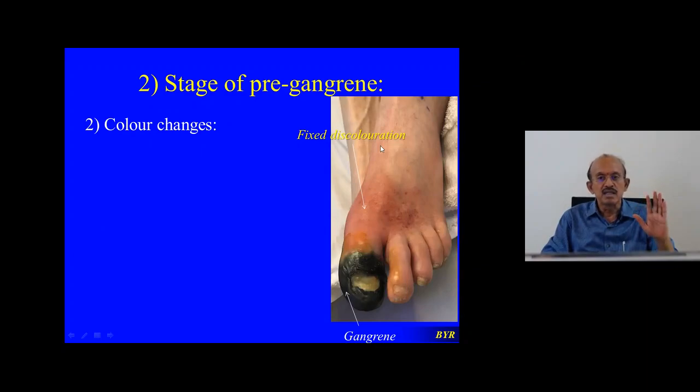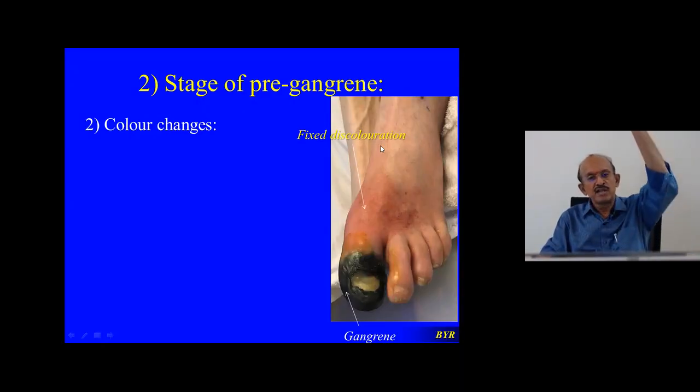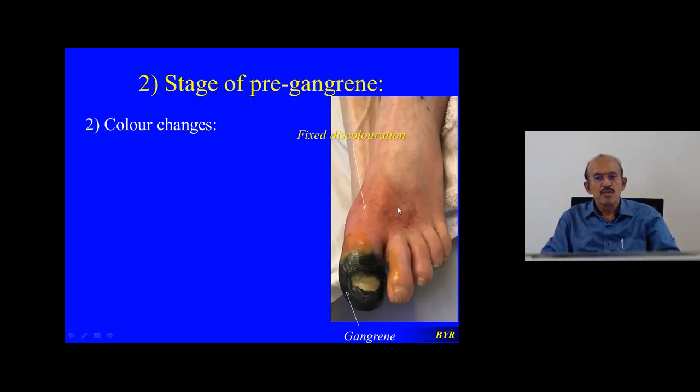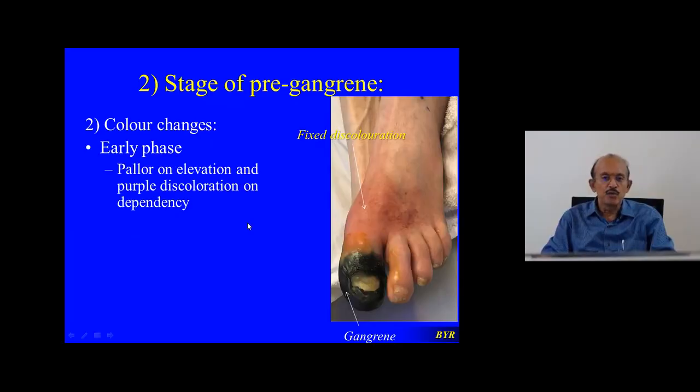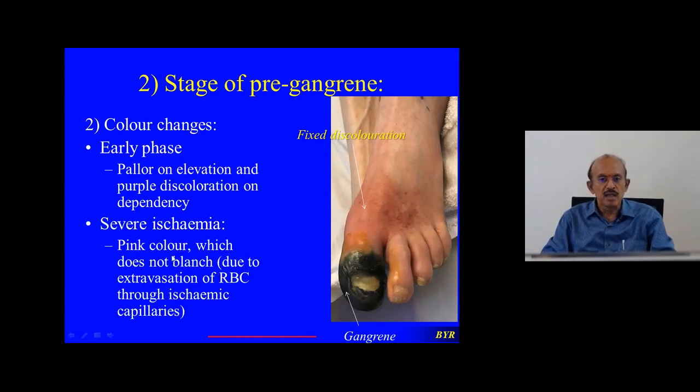So fixed discoloration is where the color doesn't alter on pressure of a thumb, or the color doesn't alter on elevation or on dependency, because this is due to RBC extravasation into the subcutaneous tissues through the capillaries. So early phase, pallor on elevation and purple discoloration on dependency is seen. Severe ischemia, pink color which doesn't blanch. It is due to extravasation of RBC through ischemic capillaries.